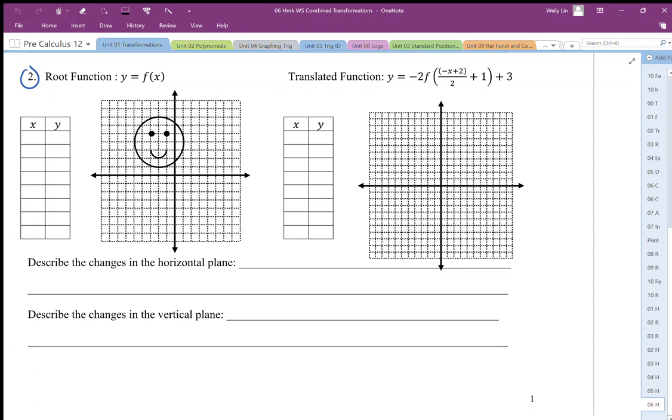Given the root function for the happy face, we want to figure out what it looks like when we transform this function. First of all, we need some reference points to work with. So we're going to use the edges of the circle, the top and the bottom, and then the eyes and maybe those points on the smile. I'm just going to do the edges of the circle first.